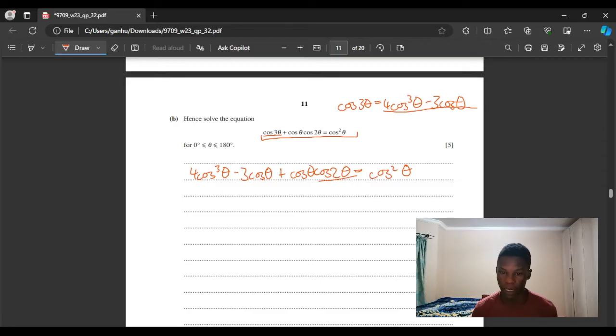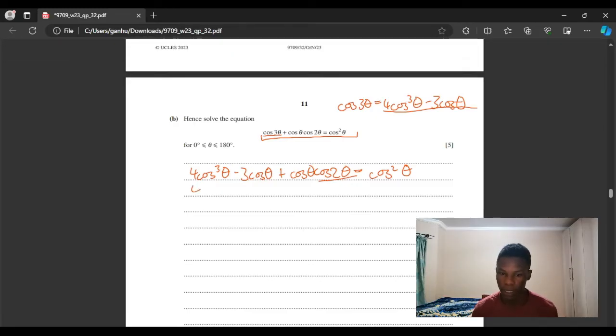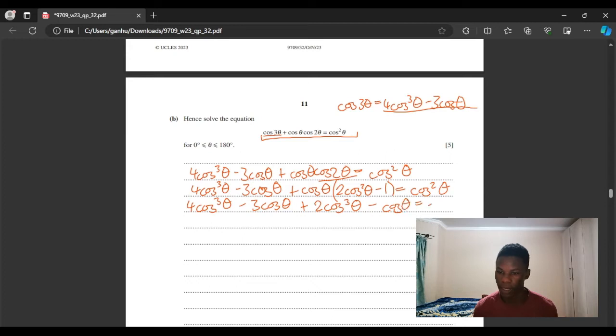Let's use the double angle formula for cos to simplify the cos 2 theta. So that's 4 cos cubed theta minus 3 cos theta plus cos theta, and our double angle formula 2 cos squared theta minus 1, is equal to cos squared theta. So that's 4 cos cubed theta minus 3 cos theta plus 2 cos cubed theta minus cos theta is equal to cos squared theta. Okay, let's see if we have any like terms.